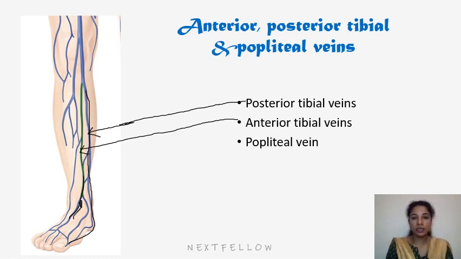They ascend further superiorly and pass through the proximal end of interosseous membrane, and finally it unites with the posterior tibial vein to form the popliteal vein. So this one is the popliteal vein. If you see its formation, it is formed along the distal border of popliteus muscle, and beyond that it is called as popliteal vein. So that is about these three deep veins.